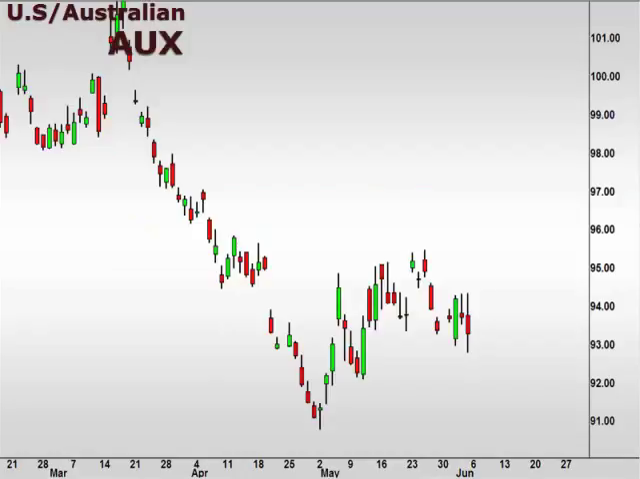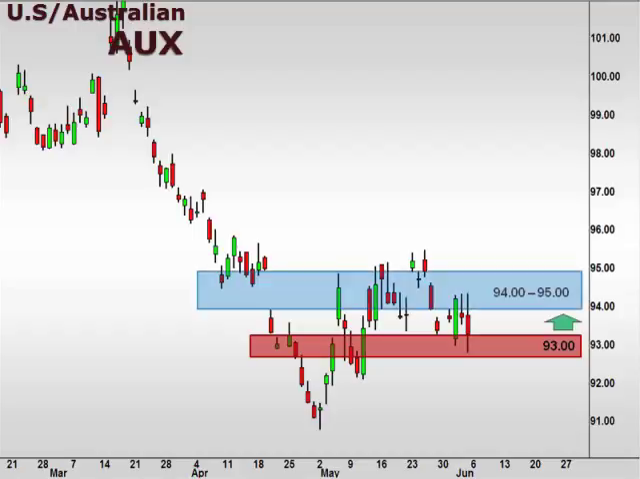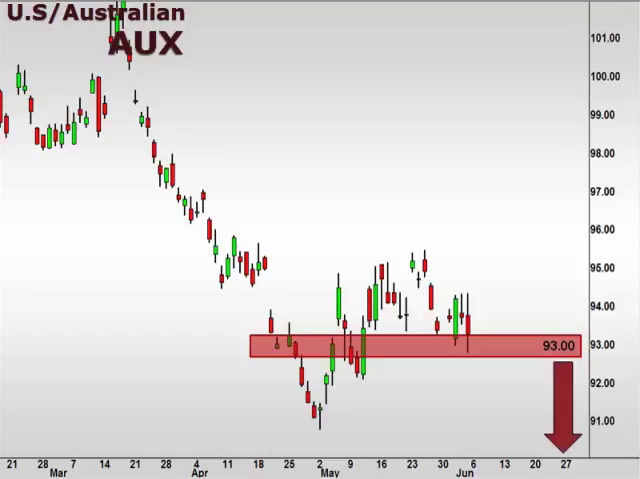Let's take a look at the US dollar versus the Australian dollar as seen here in the AUX. The AUX found support at 93, but must overcome significant resistance at this 94-95 focal zone to lend credibility to a bigger picture continuation to the upside. A break below 93 opens the window for continued weakness for the AUX.